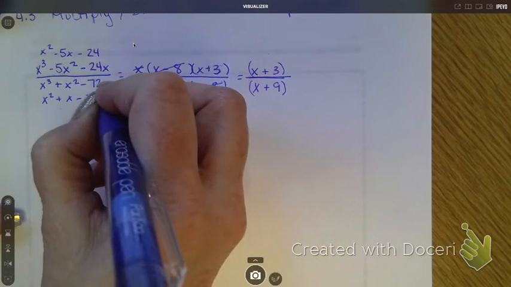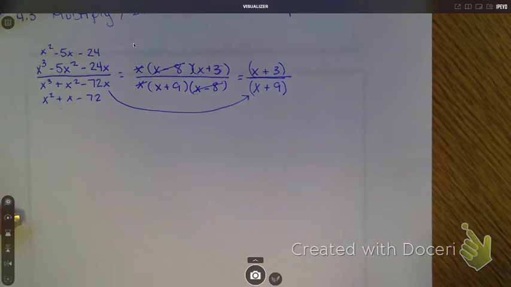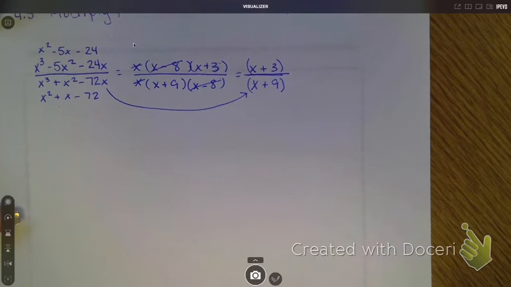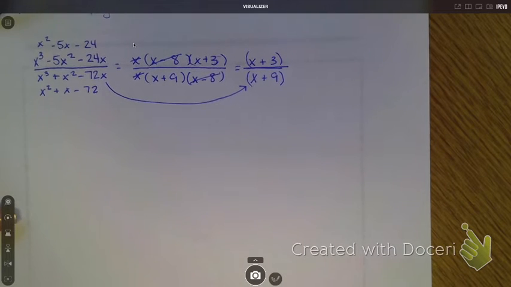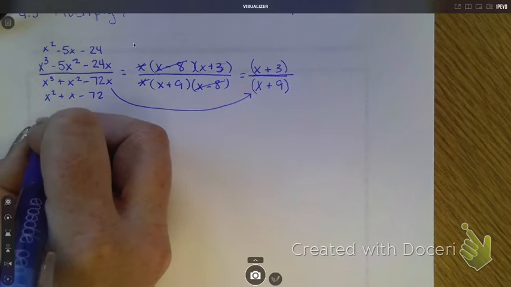So the first and the last, those are equivalent expressions. Have you been doing that? Yeah, that's all we're doing. Okay, so then it's going to say simplify.